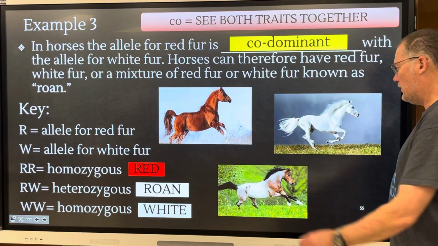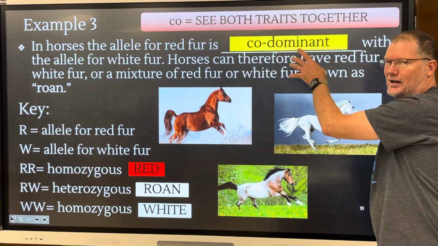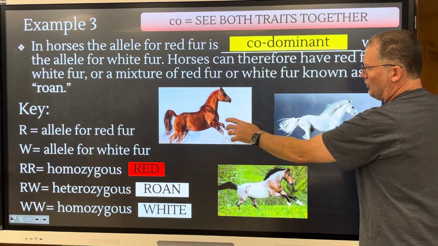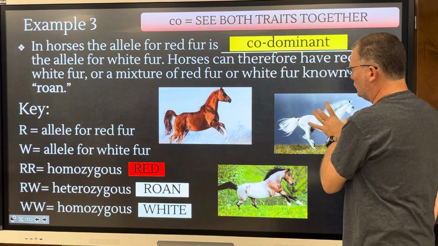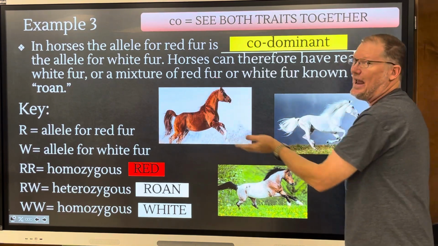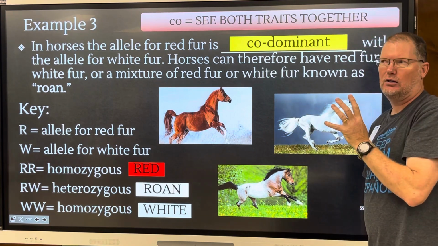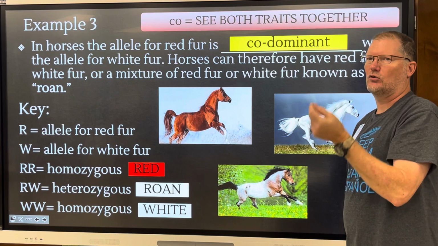You see how this is different than the pink? This is codominant, not incomplete. If this was incomplete, it would be one single color between these two. So it would be like a tan, I guess, in between brown and white. Be like a beige color, or there's a name for those kinds of horses, and I forget.